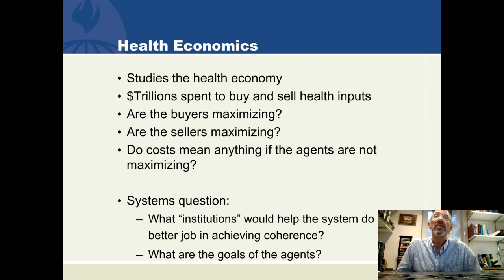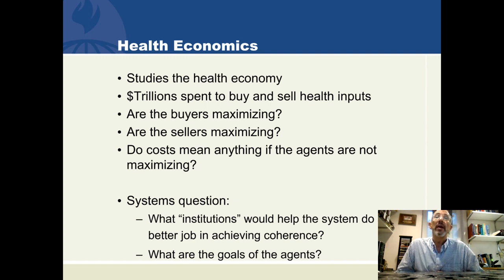We'll be studying trillions and trillions of dollars being spent on Earth to buy and sell health inputs. And we've started off our study by asking, are the buyers of these health inputs maximizing their health? Are the sellers of these health inputs maximizing profit? Remember, there are governments and nonprofits selling these health inputs, and we don't know if they maximize profit. We're going to study the cost and the efficiency in this system of selling and buying. And I'd like to start with the concern that the costs might not be so meaningful if the agents are not maximizing.